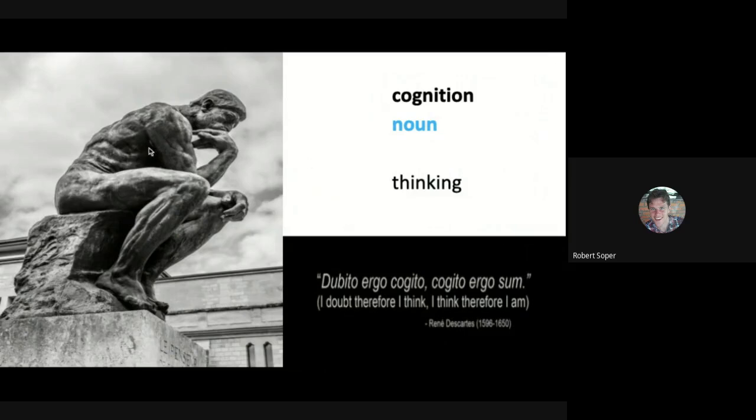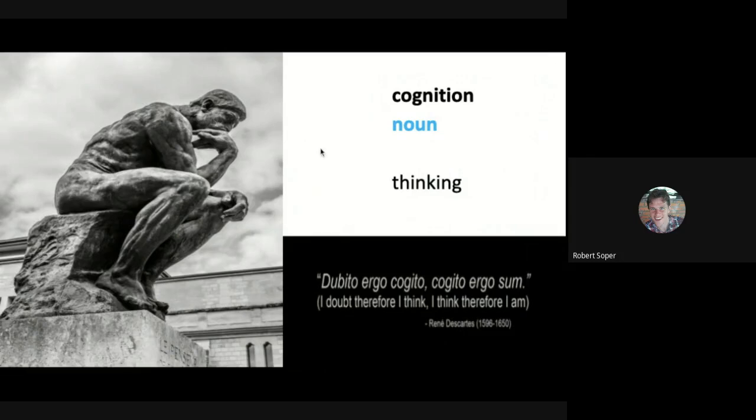So here we can see a picture of a man, and he is displaying cognition. How do we know he is displaying cognition? Well, because he's going through the act of thinking. He is thinking. Interestingly, he could be thinking about human cognition. So he's thinking about thinking.